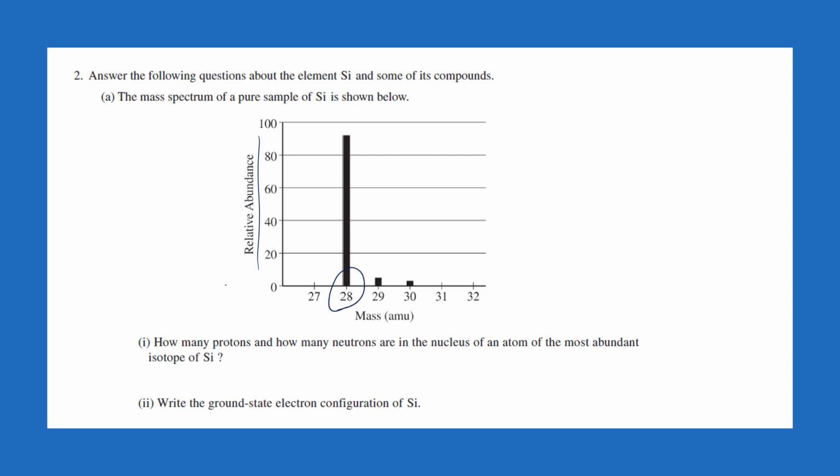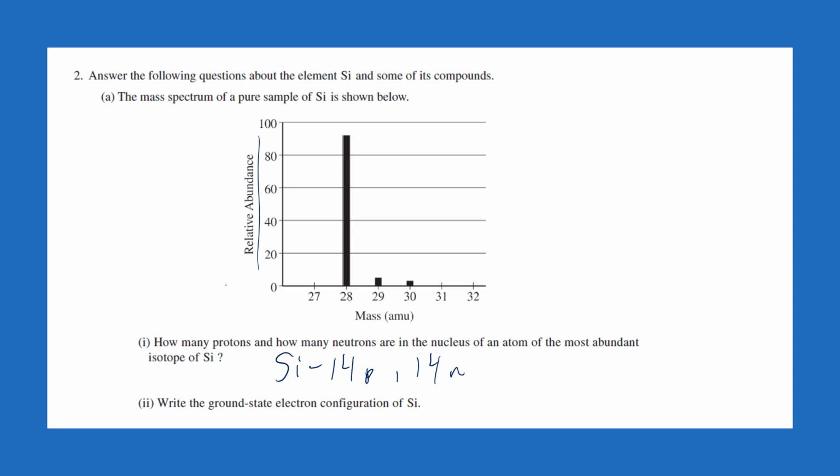And you guys should know, hopefully, that the mass is the total number of protons and neutrons. And so silicon on the periodic table has 14 protons. So you just need to then subtract 28 minus 14 and you'll get 14 neutrons. It's not always the same. Like if they were asking you about the least abundant, then it would be 16 neutrons. But the number of protons stays the same. And that's on the periodic table.